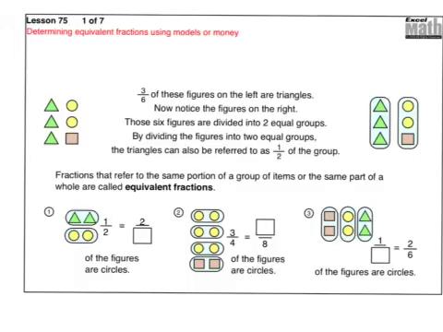Hello boys and girls, we're on lesson 75 of the 4th grade Excel and we're going to be learning about equivalent fractions today. It's pretty tricky, but I know if you pay attention you can learn it.